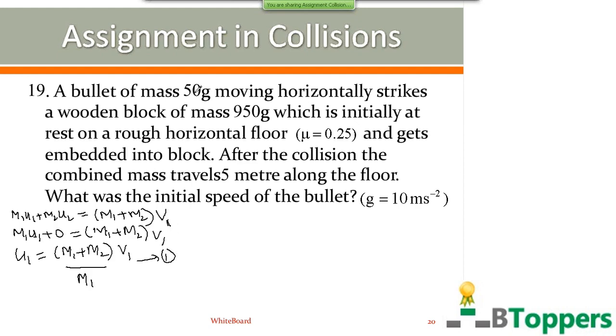You can also substitute the values. M1 is 50 grams, M2 is 950 grams. So M1 plus M2, 50 plus 950, that is 1000 grams or 1 kg. So if you substitute here, this is 1 kg by 50 grams, means 50 into 10 power minus 3 kg, into V1. So you get U1 equal to 20 times V1.